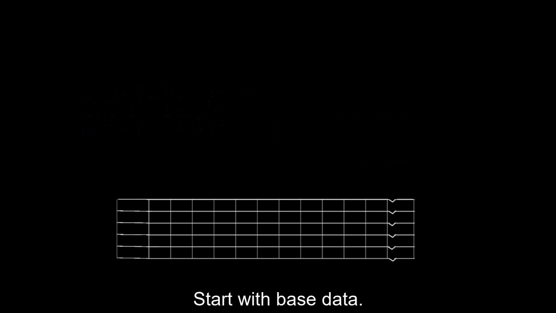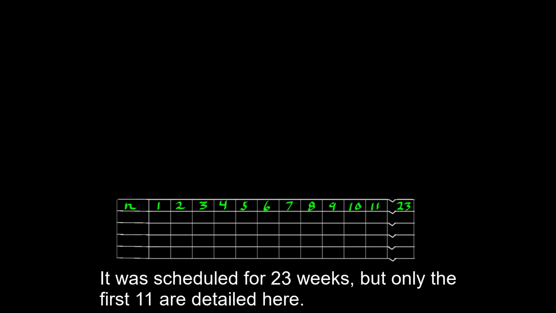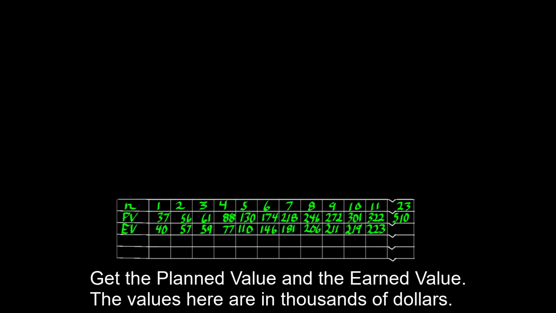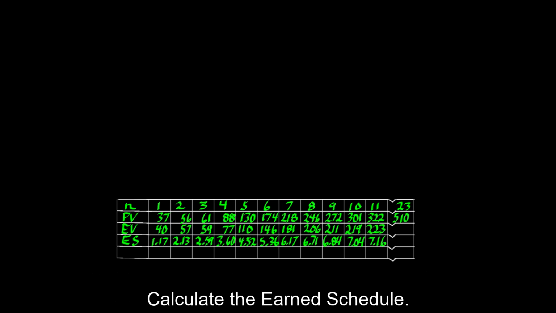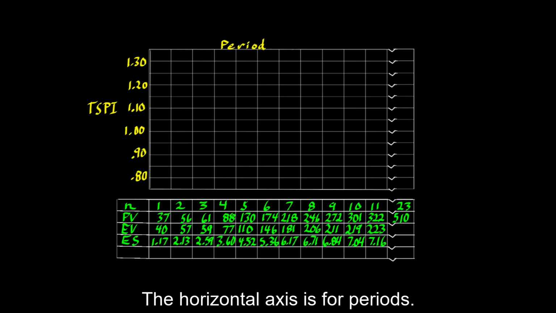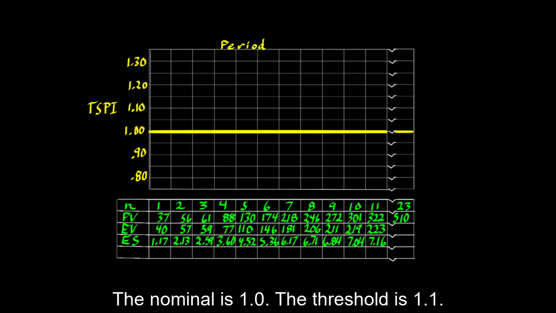Start with base data. The example is from a real case. It was scheduled for 23 weeks, but only the first 11 are detailed here. Get the planned value and the earned value, and the values here are in thousands of dollars. Calculate the earned schedule. Now graph the data. It helps us see what's going on. The horizontal axis is for periods. The vertical axis is for TSPI. The nominal is 1.0 and the threshold is 1.1.